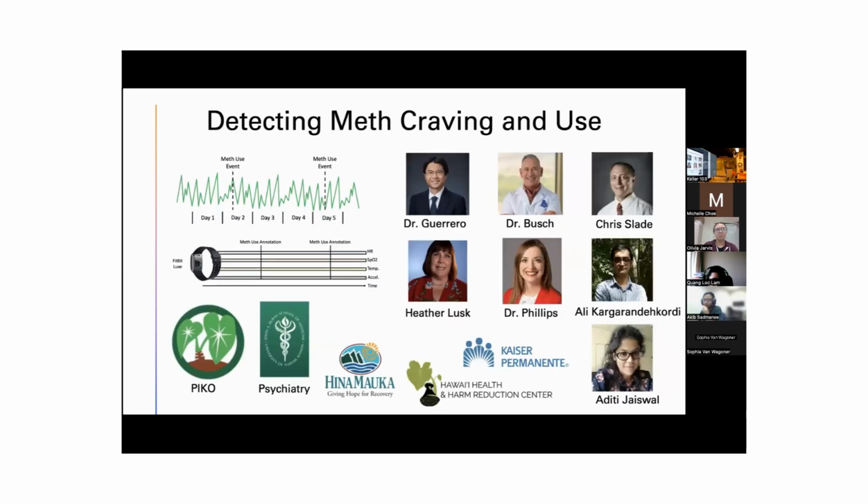Similar project on detecting meth craving and use. This is another area where, like, detecting if someone's craving meth, how is AI going to do that? It's going to severely overfit. That's basically impossible for AI. But with this whole personalized AI approach with self-supervised learning, it's potentially feasible.